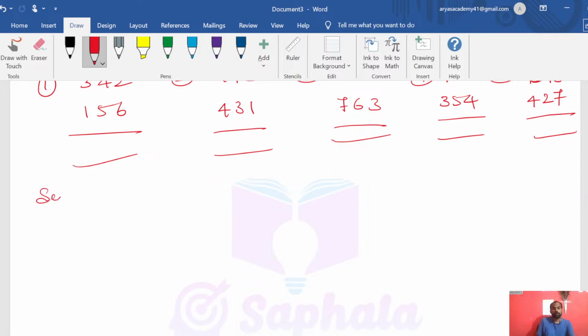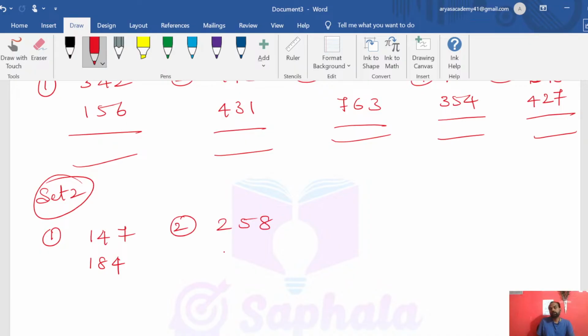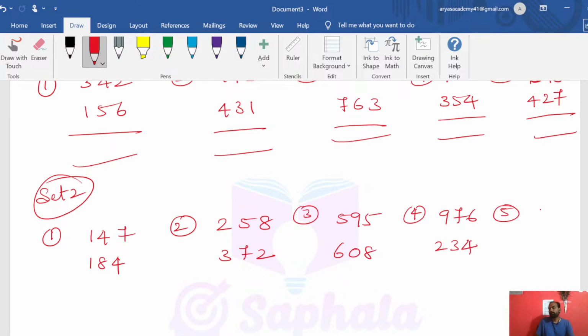Okay, so I'm writing set 2. So can you please try to solve them? 147 184, first question. Second question, 258 372. Third question, 595 608. Fourth question, 976 234. Fifth question, 863 540 543.